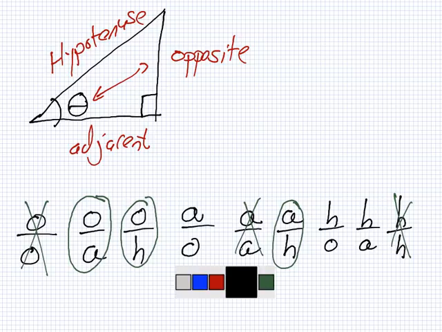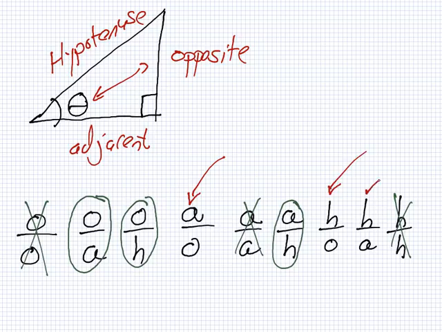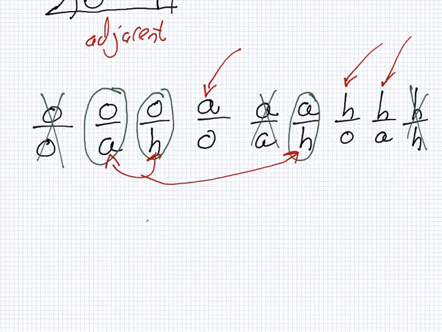When we take the opposite and divide it by the adjacent, that's called the tan, or the tangent of the angle theta. The opposite divided by the hypotenuse is called the sine of the angle. And lastly, the cosine of the angle is the adjacent divided by the hypotenuse. So please note these 3 here.